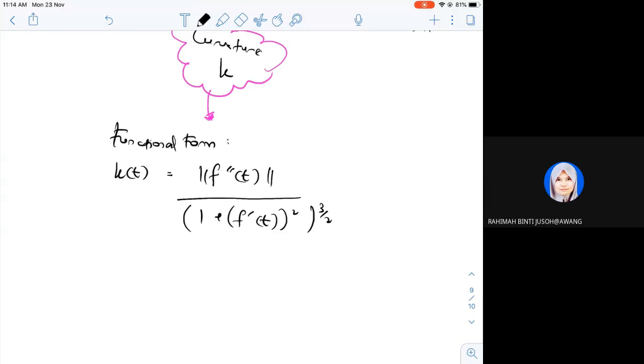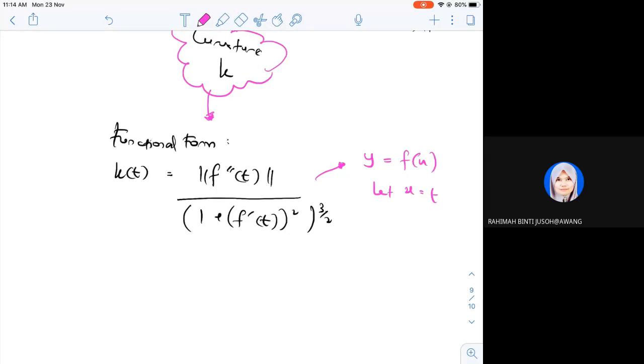For this formula, functional form, normally you will be given y in terms of a function of x. So what you should do, you just need to let x equals t. In my YouTube video, the link that I gave you in the group WhatsApp, I explained about this. There is one example on functional form, so you can refer to that video. So we will let x equals t.